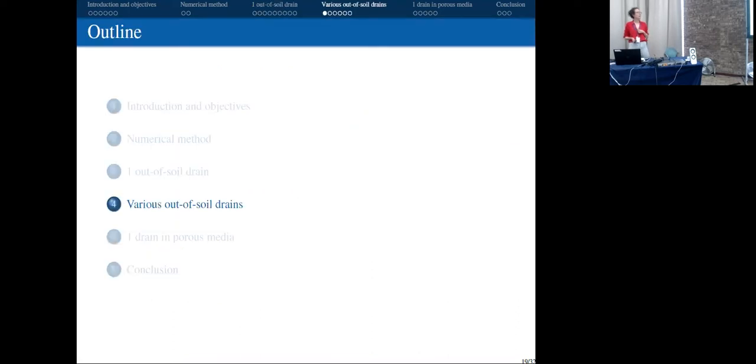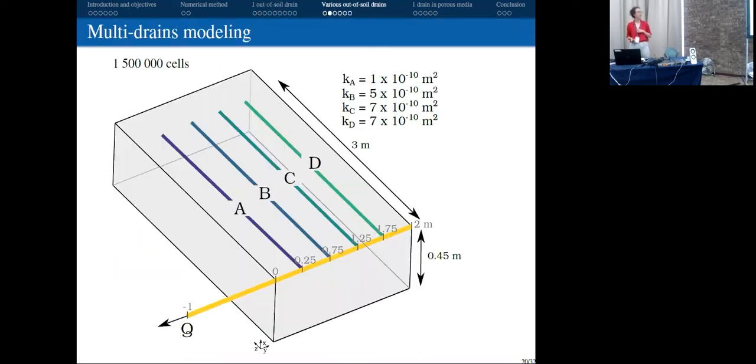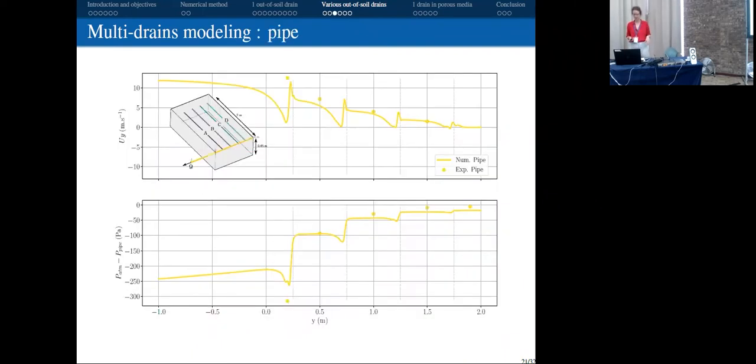So now we look at various out-of-soil drains. It's the same idea as before, but now we have 4 drains connected to a bigger pipe. And we impose the flow rate at the inlet of the pipe, the yellow pipe. So in fact, the flow rate at the inlet of each drain is different. So we need to have a different permeability for each drain.